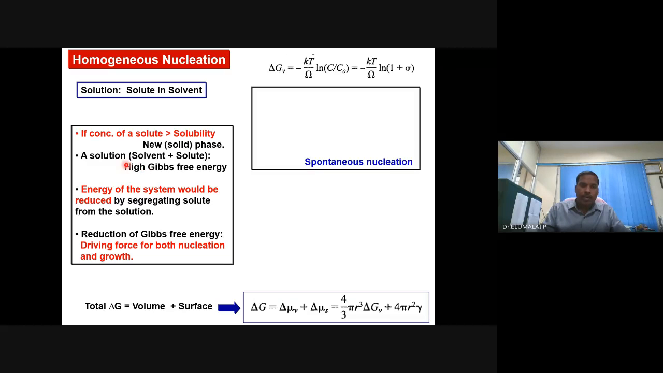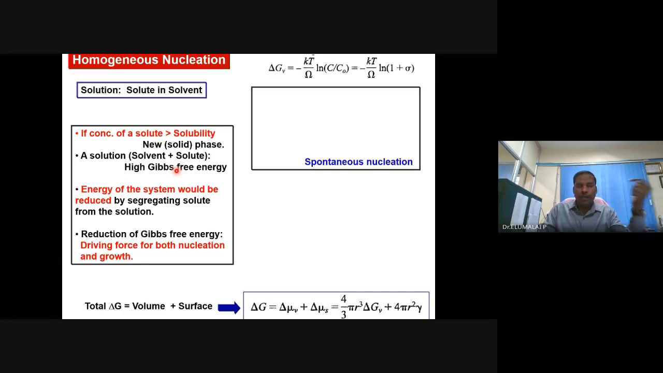How can it lose the energy? Instead of being a homogeneous solution, when you bring two solutions together, a precipitate is segregated. So the first condition is that the concentration of the solute should be greater than the solubility. Then this mixture, in a high energy state which is unstable, has to get stabilized by losing energy. When it happens, the energy of the system is reduced. Energy of the product is less, and the energy of the reactant is very high.